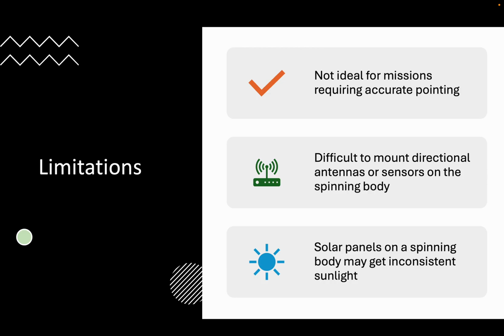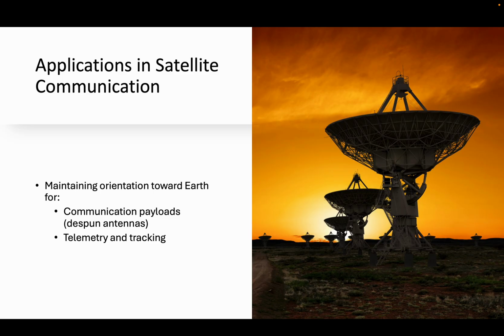So when we place sensors or antennas on the body, if it spins, there may be some problem with these parts which are connected to the satellite. That is a disadvantage we can have. But in a cylindrical body, all these parts will be inside the cylindrical body, so it doesn't affect much. But for other satellites which are not cylindrical, it is not possible. And if solar panels are spinning, they may get inconsistent sunlight.